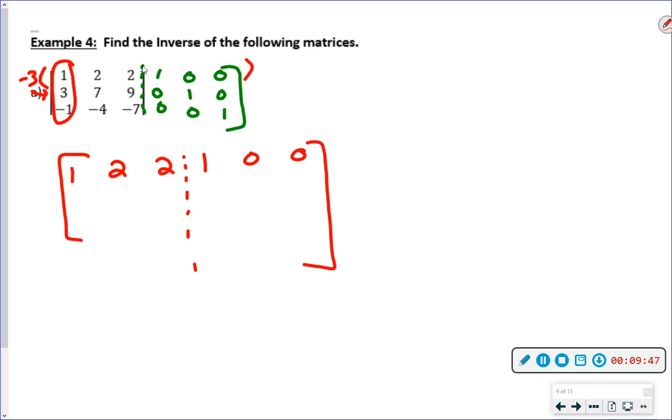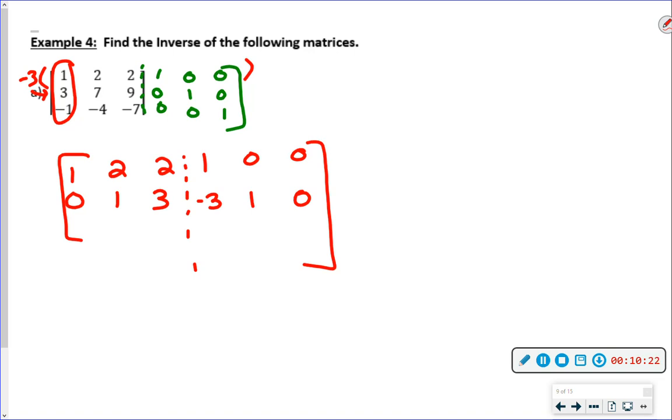So the bad news is, we have more calculations to make than in Gauss-Jordan, because we have to go all the way across. Negative 3 times 1, negative 3, plus 3. Negative 3 times 2, negative 6, plus 7. Negative 3 times 2, negative 6, plus 9. I need longer arms. Negative 3 times 1, negative 3, plus 0. Negative 3 times 0, 0, plus 1. Negative 3 times 0, 0, plus 0. And we carry on, my friends.